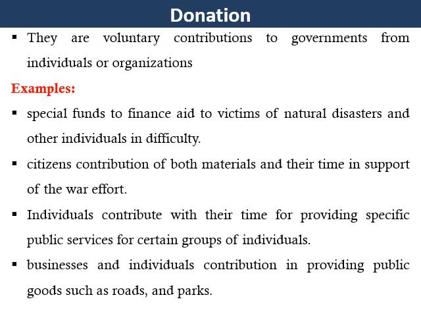Now let's move to the fourth source of financing public expenditure, which is donations. What are donations? They are voluntary contributions paid to government from individuals and organizations, and they are usually used to finance specific programs. For example, when there is a natural disaster such as an earthquake, governments may set up special funds to finance aid to victims of this disaster, and also to help people in difficulty, and also to deal with coronavirus.